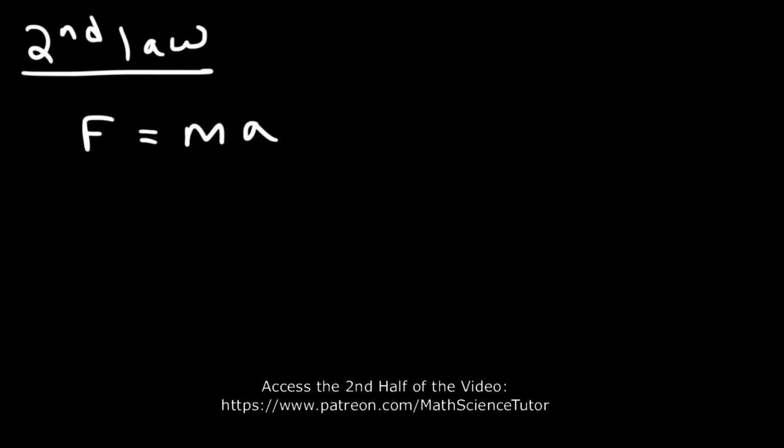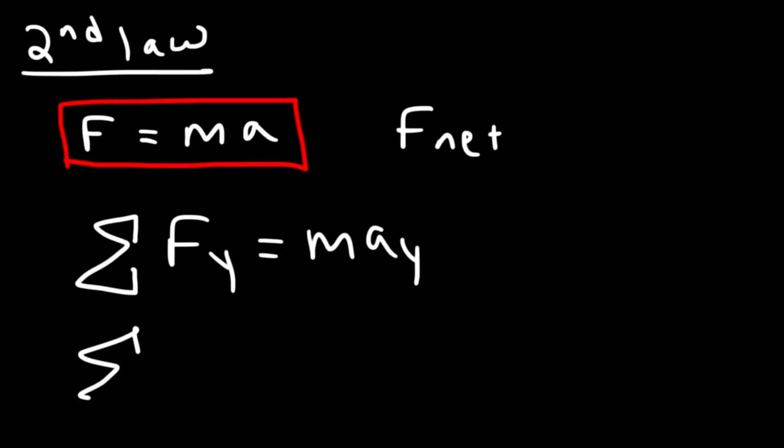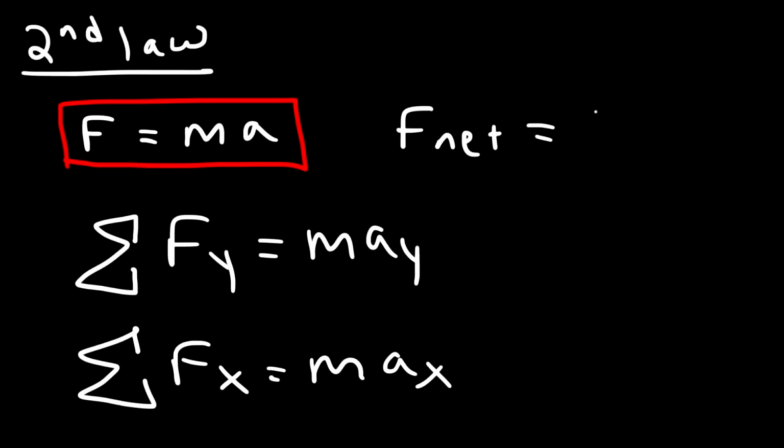Now let's talk about Newton's second law. And the best way to summarize Newton's second law of motion is through this equation. The net force of an object is equal to the mass times the acceleration. And sometimes you'll see the term net force written this way, with a summation symbol, or sigma. And this could be the net force in the y direction or the net force in the x direction. Nevertheless, just make sure you understand that the net force is basically the mass times the acceleration.